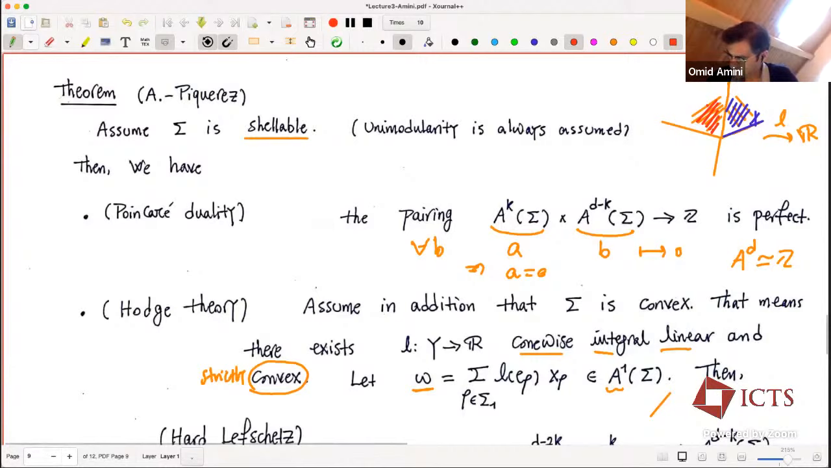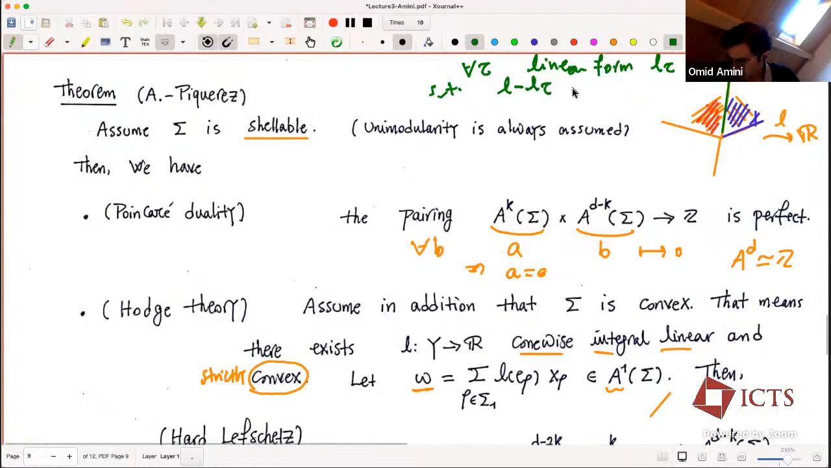So you say that L is convex, strictly convex, if every time you fix a cone tau, for example here, I'm fixing this cone, for any tau, you can find a linear form L tau such that L minus L tau is zero on tau. L and L tau give you the same restriction to tau. So it means that basically you take L tau and then you extend it linearly over the full space.